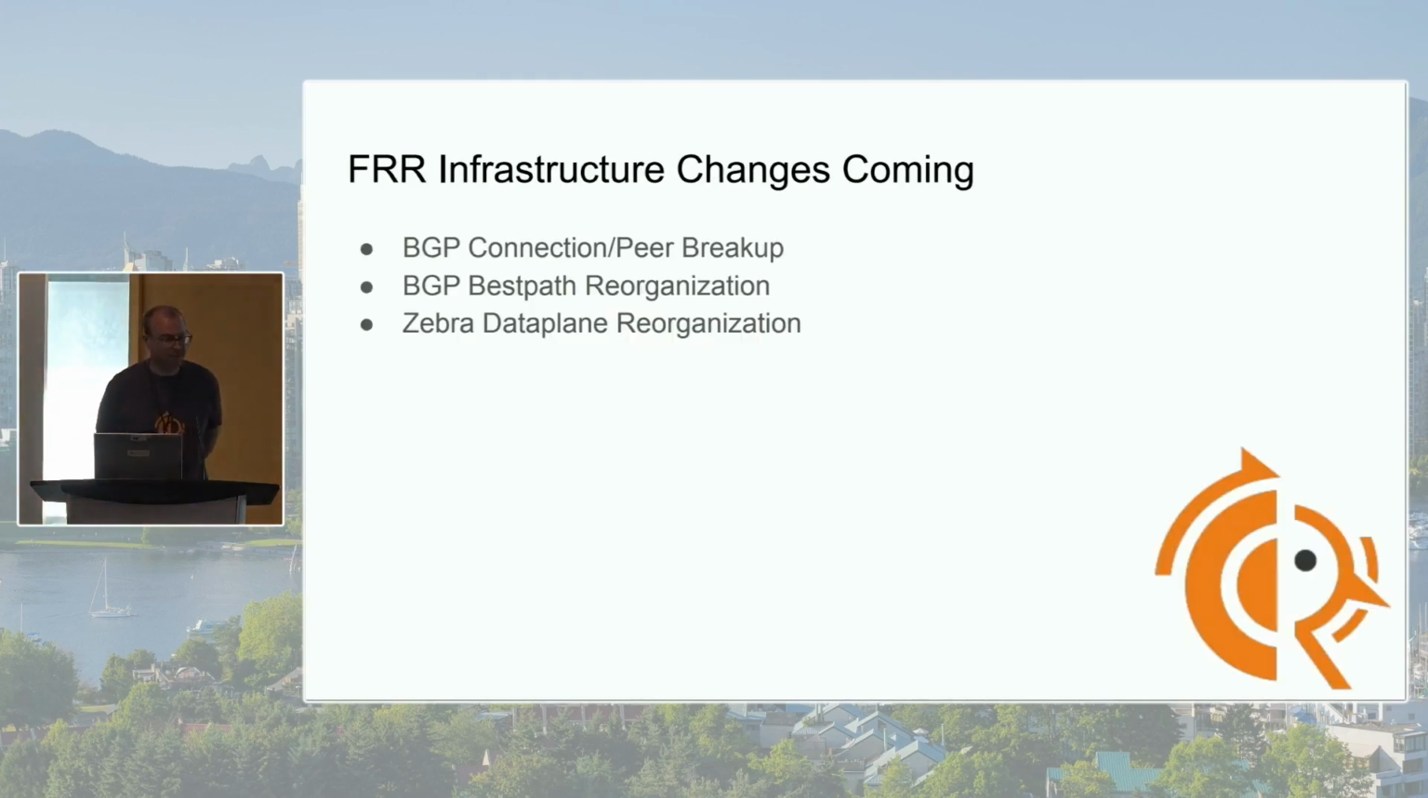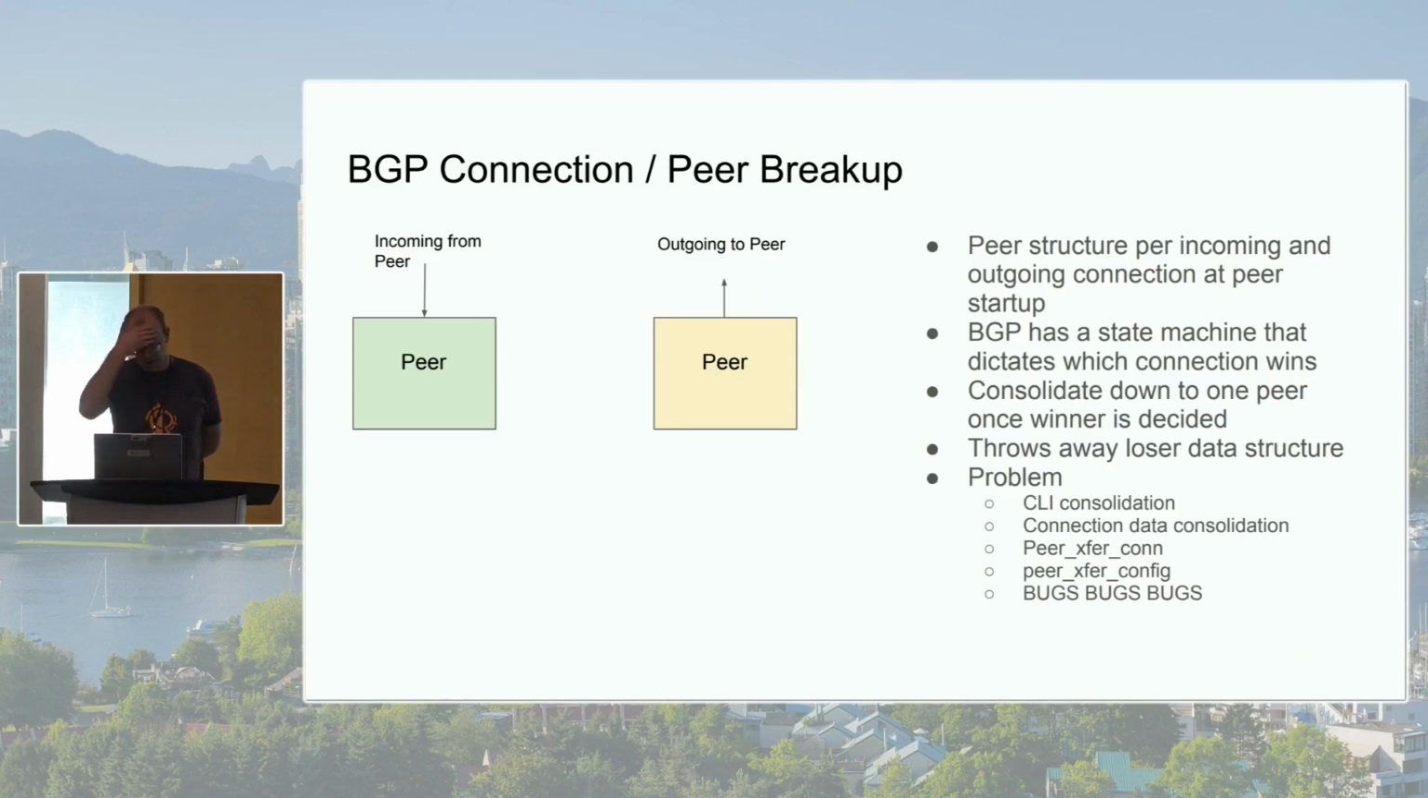All right, so the next bit that I wanted to talk about is some FRR infrastructure changes that I'd like to do and am currently working on. One of the things that BGP is doing is that it has a peer data structure per incoming and outgoing connection.